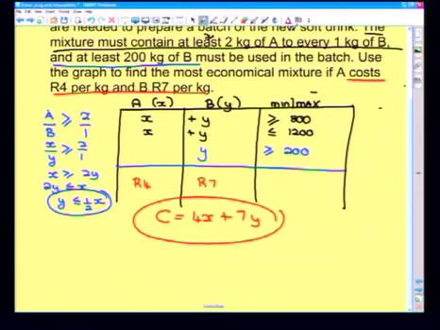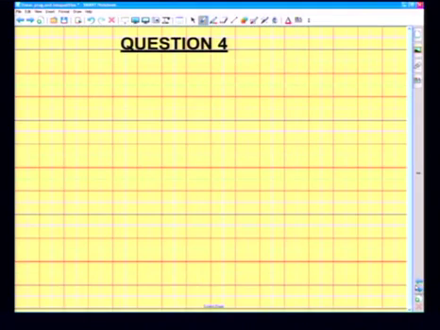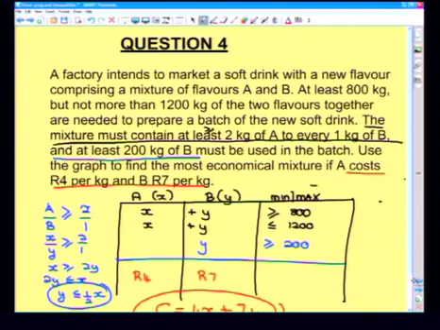So right, let's write the equations down, and I want to be very careful I don't get these equations written down incorrectly, so I'm going to check a few times. It's X plus Y greater than or equal to 800. It's X plus Y less than or equal to 1200. And let's just go back and check the other one. Y greater than or equal to 200.